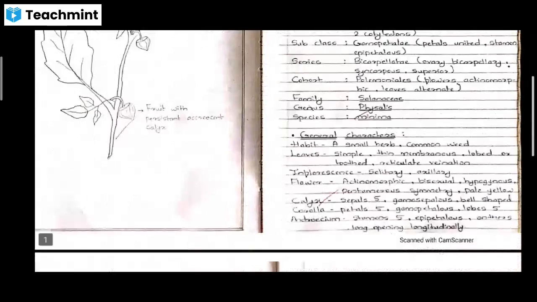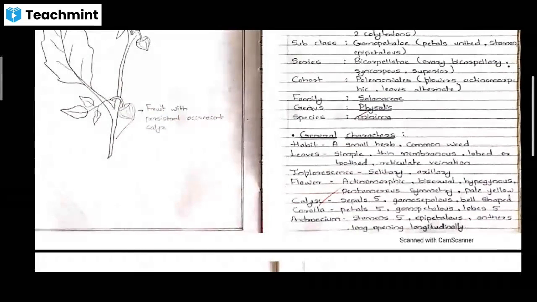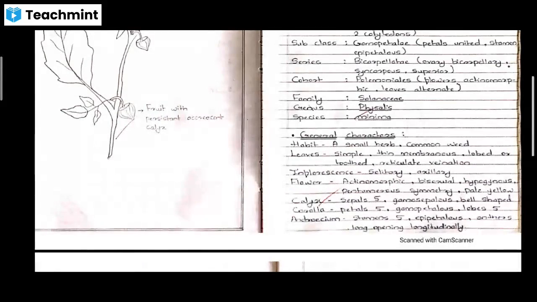Then general characters of the family. Habit is a small herb, and they are mostly present everywhere, so it is a common weed. Then the leaves of the Solanaceae are simple, thin, membranous, then lobed, petiolate. There is reticulate venation. So the Solanaceae members are vegetables like tomato, brinjal, then potatoes. These are the members of the Solanaceae family.